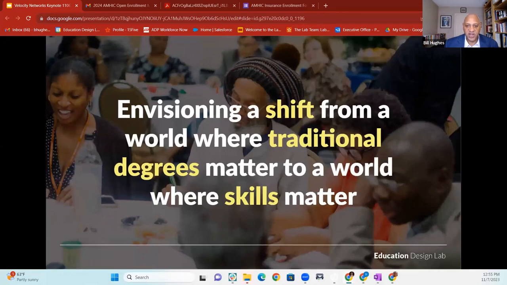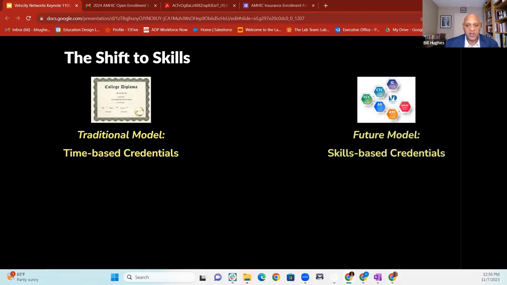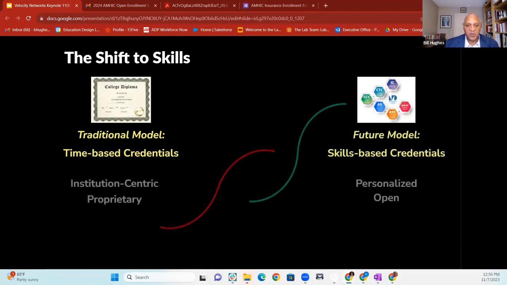So we envision a shift, and it's already happening, from a world where traditional degrees matter to a world where skills matter. So let's talk a little bit about this shift to skills. The traditional model of higher education produces the time-based credential. We think about it based on the Carnegie unit, as opposed to a skills-based credential, where the time-based credential is focused on institution-specific requirements and is proprietary to that school. The future model is skills-based, personalized, and open.